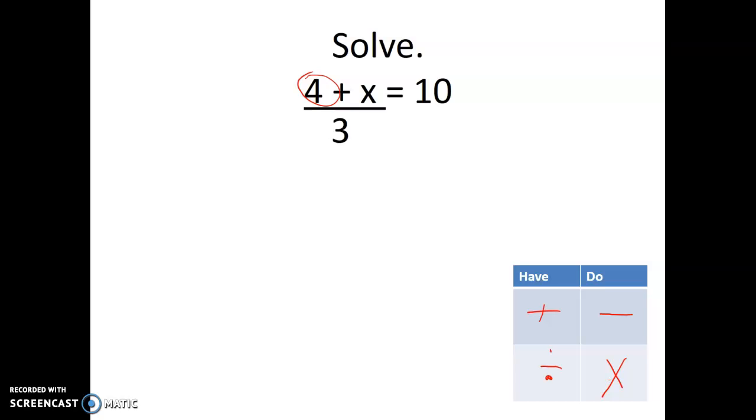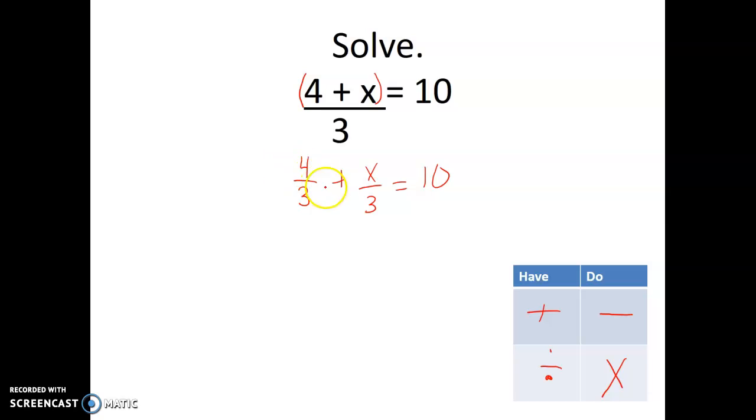Now, because I am dividing, this is like having a number in parentheses, and we will talk more about this later on this week. But it's like saying this whole thing is being divided by 3. So I have a few options. I could distribute that 3 and say 4 over 3 plus x over 3 equals 10. And that's a great way to do this, okay? So I'm going to undo my addition by subtraction.